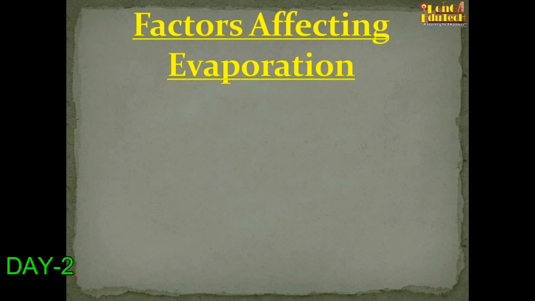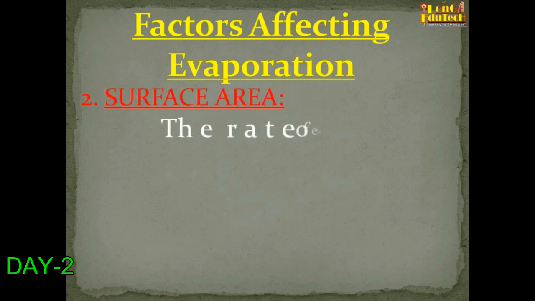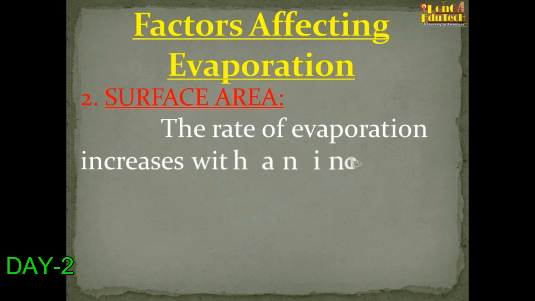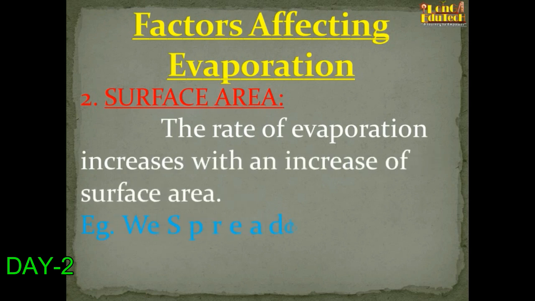Next slide is about surface area. Here also the rate of evaporation increases with an increase in surface area. Example: we spread clothes to dry faster in sunlight. We spread clothes when we dry them in the sunshine, isn't it? We don't keep them as they are after washing. We spread them. Why? Due to the increase in surface area, the area where the sunlight gives heat is also increased, right? Then with the increased surface area, the rate of evaporation also increases.